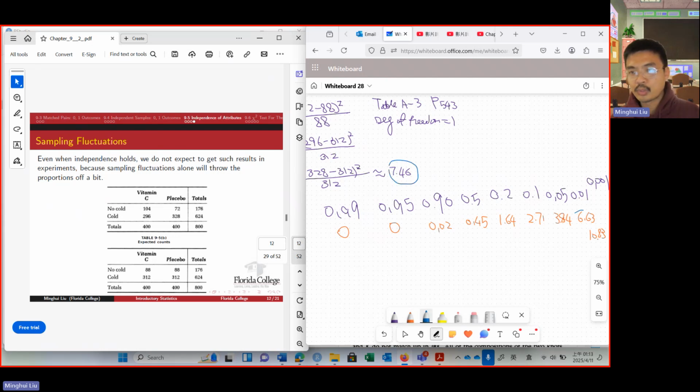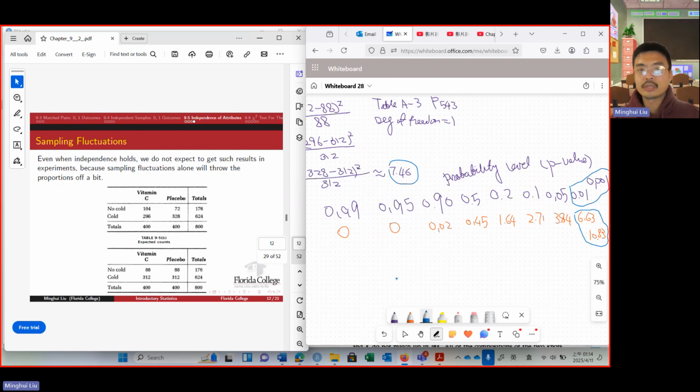7.4546 is between these two values. Okay, it's between these two values. So from the table, the p-value, which corresponds to the probability level. So here is the probability level, or sometimes called p-value. So the corresponding p-value is between 0.01 and 0.001. So this is the probability p-value we find.